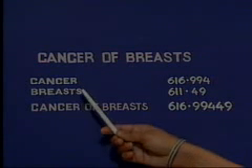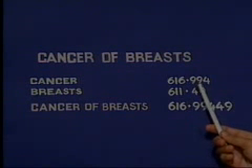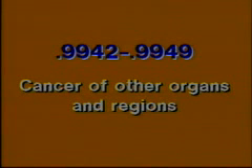Let us now look into another way of synthesizing numbers. For the purpose, let us take up the title Cancer of Breasts. The main subject of this document is cancer, which comes under the main class medicine. The number for cancer in the schedule is 616.994. Under this number, the subdivision 0.9942 to 0.9949 stands for cancer of other organs and regions.